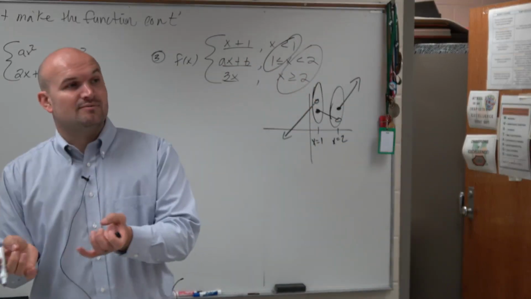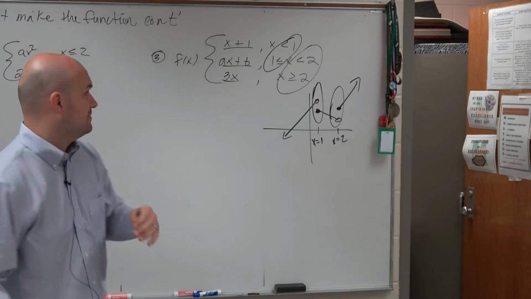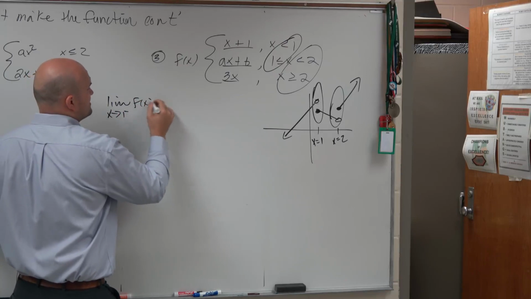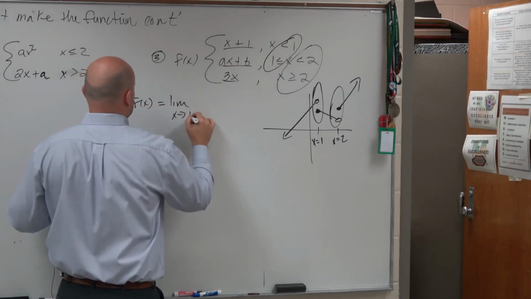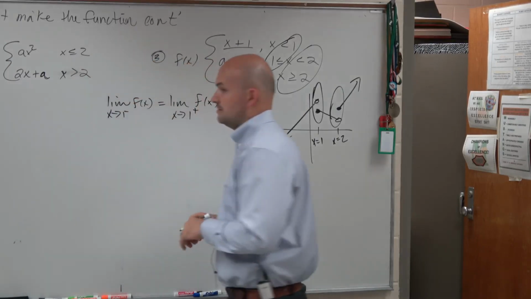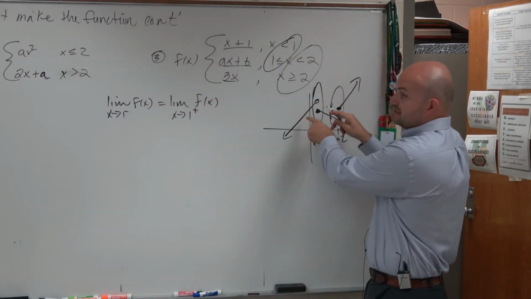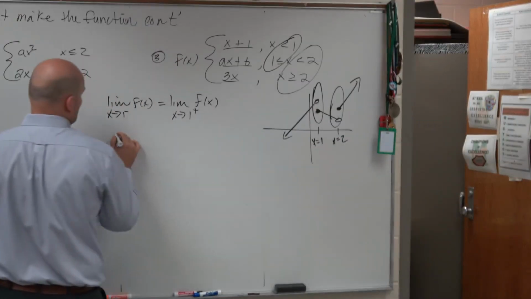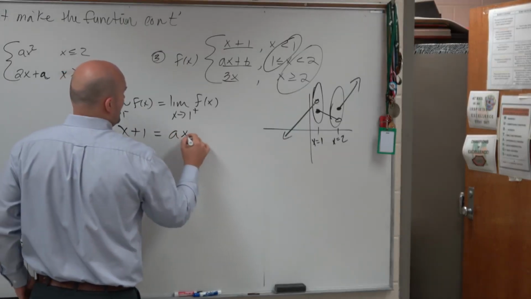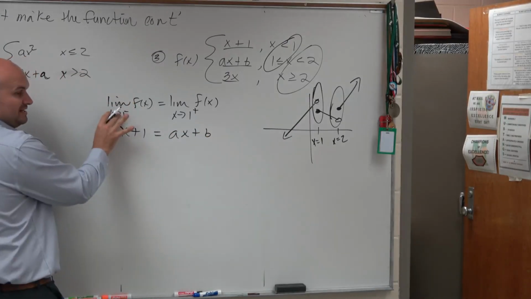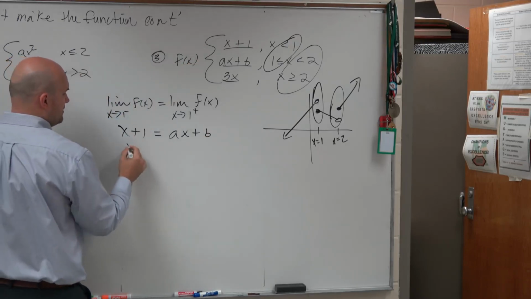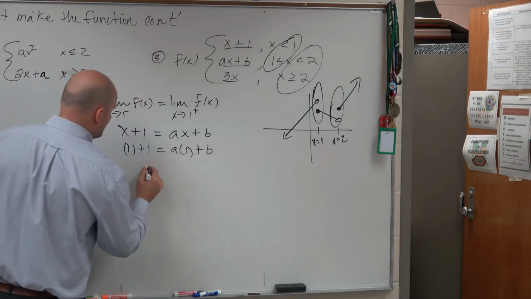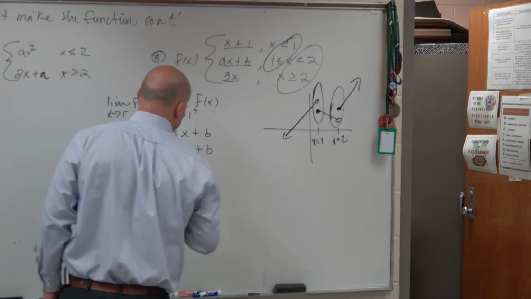So for them to be connected, we know that the left and the right-hand limits need to be the same. So we'd say that the limit as x approaches 1 from the left of f of x has to equal the limit as x approaches 1 from the right of f of x. Right now they're not the same, right? So to make them the same, x plus 1 has to equal ax plus b. Now you evaluate the limit. So you plug in 1 plus 1 equals a times 1 plus b. So your first equation is 2 equals a plus b.